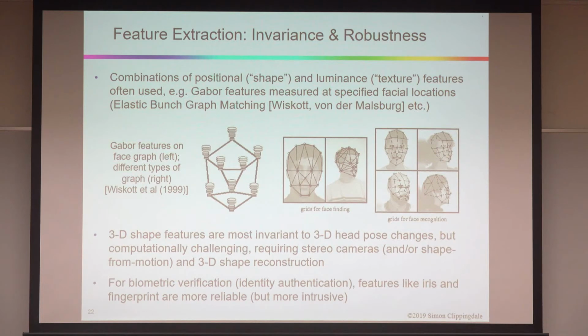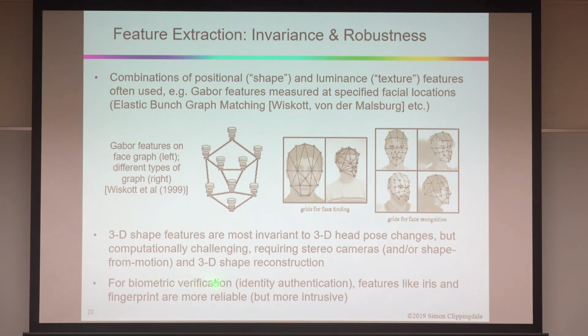The most invariant thing you can get is 3D shape. If you can actually do a full 3D shape reconstruction, that's going to be the most invariant to things like head pose and lighting. But that's computationally difficult, requiring stereo cameras, and is not usually feasible, although there is some work on that.